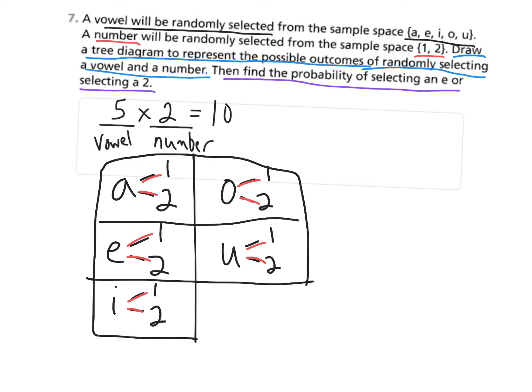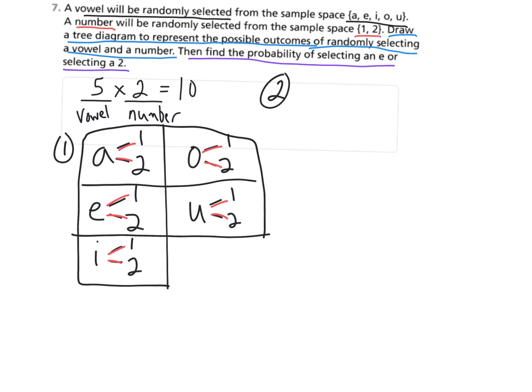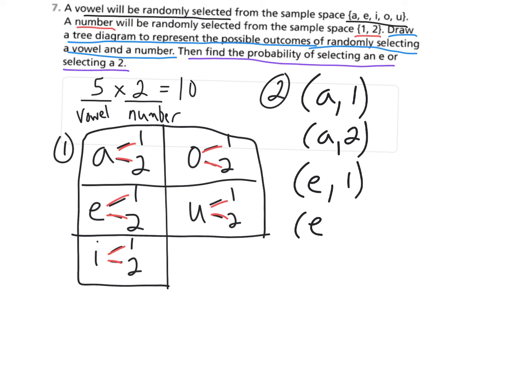So that's our tree diagram. And then for the probability of selecting an E or selecting a 2. Once again, I'm going to just write these out as ordered pairs. We could maybe look at the tree diagram and figure it out, but I would feel better if we list out the options.